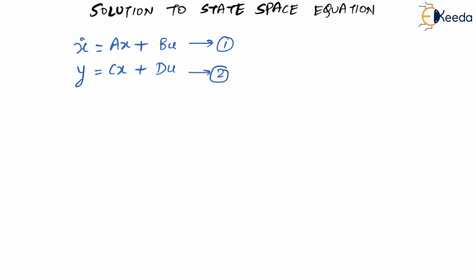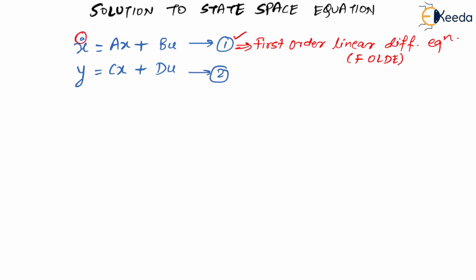Now if you see here, this equation 1 is nothing but a first order linear differential equation. We also call it FOLDE, first order linear differential equation. Why? Because here you have this x dot, and because of this dot it is definitely a first order differential equation, and since it is also linear at the same time, we can call it a first order linear differential equation. If you look at the second equation, it is an algebraic equation.